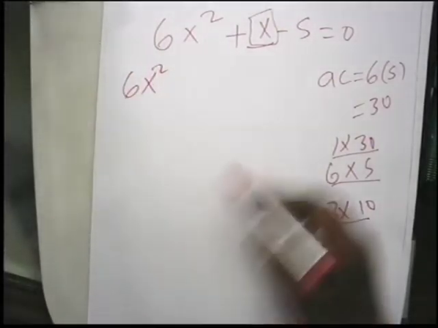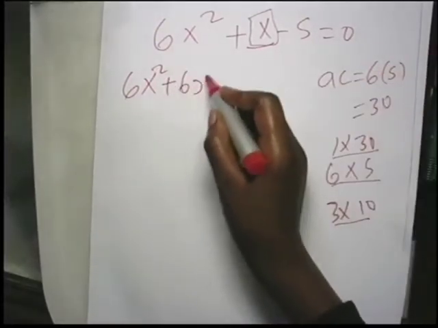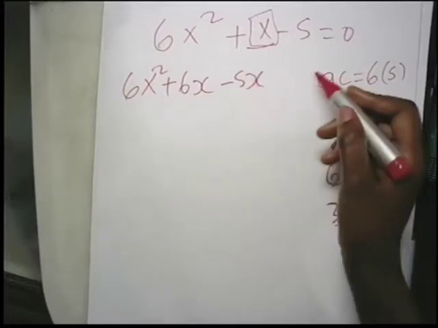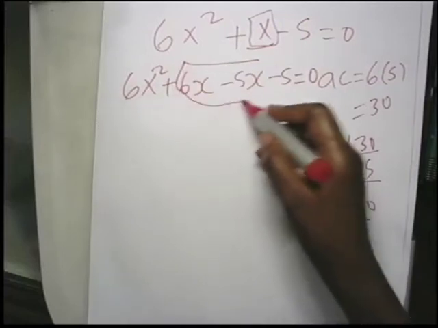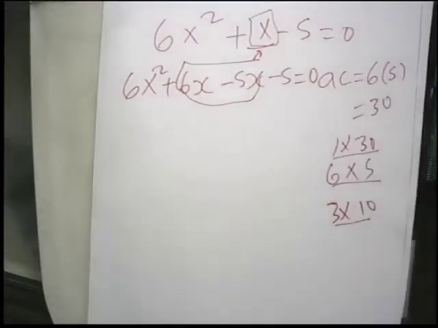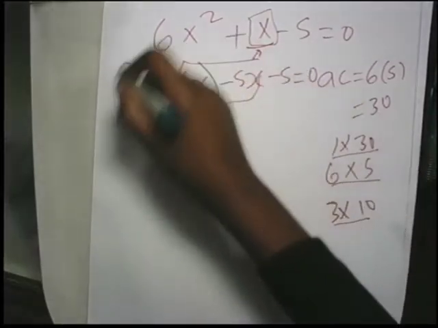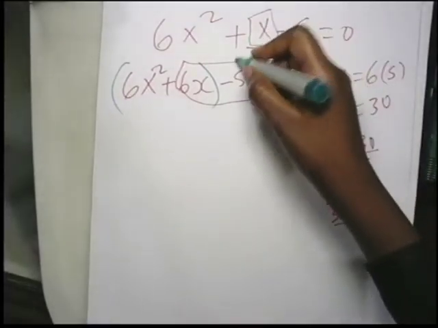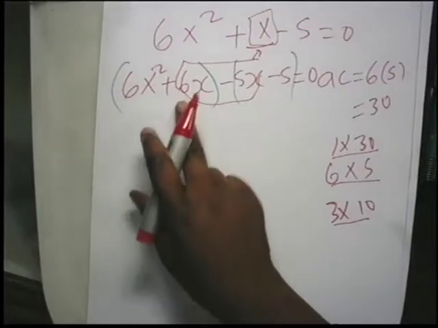We will have 6x to the power of 2 plus 6x minus 5x minus 5 equals 0. This whole thing is the same as that. Now, since we can group them two by two, we will group this and that, like that, and then also that, there will be two groups, isn't it? We are going to look at what is common to 6x to the power 2 and 6x.